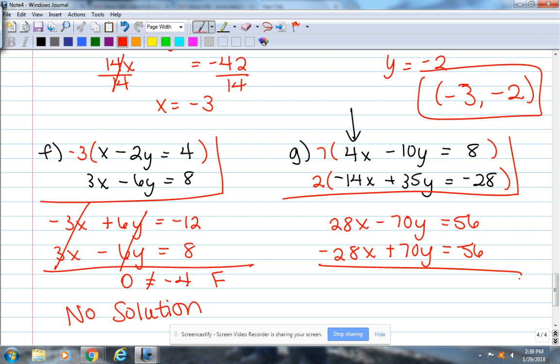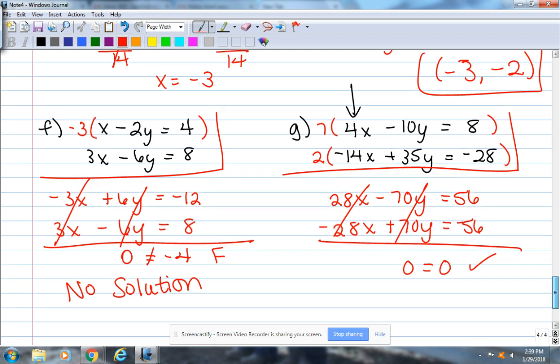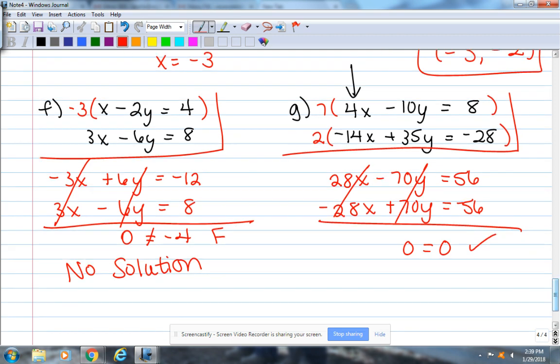So what happens here? Everything cancels out. Everything cancels, so I have 0 on the left. Equals what? What's 56 minus 56? 0. Is that true? Yes. And so if variables all cancel out, and we're left with a true statement, which would be 0 equals 0 every time, you're going to say infinitely many solutions. That means it's the same line. Which means these two lines are the exact same line.